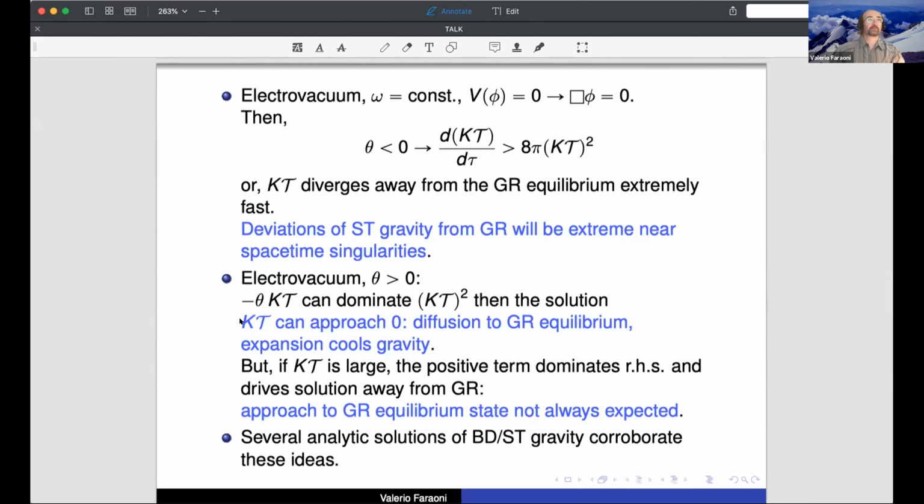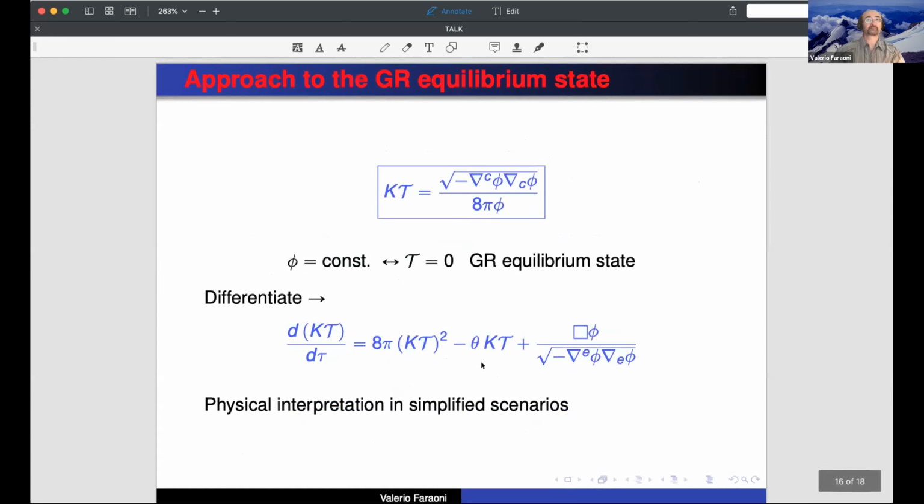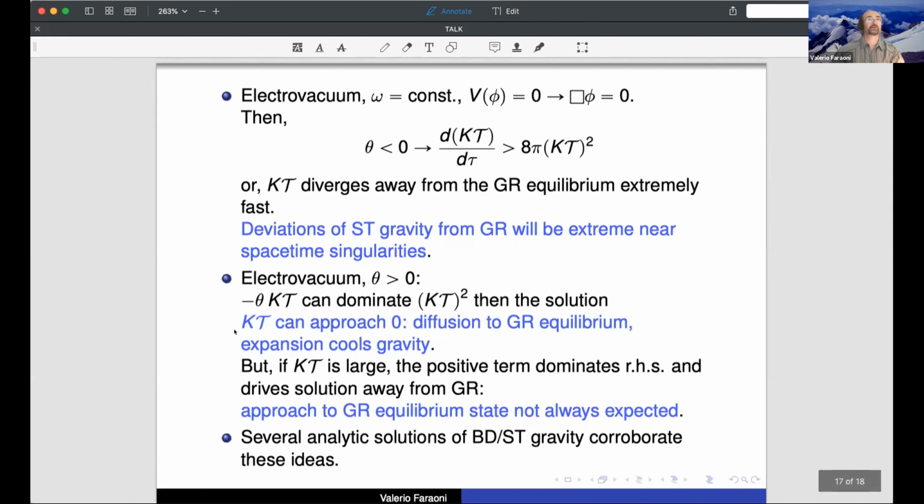This is qualitative at this point, but it's not too bad. You should trust this to a certain extent. Another situation is when you have electrovacuum and theta is positive, then in the effective equation here the second term could dominate. So you can have regimes in which the first term or the second term dominate. In this case, Kt can approach zero, so you can have diffusion to the general relativity equilibrium state. Expansion in this case seems to cool gravity. But if Kt is larger, the positive term can dominate the right-hand side and the situation can be driven away from general relativity.